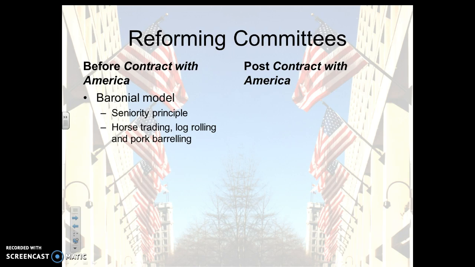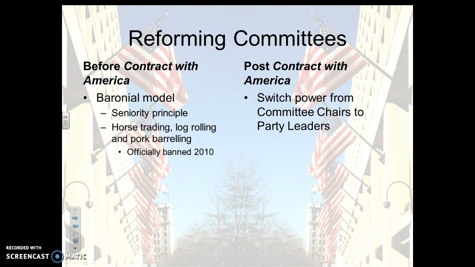Now, whether you think that's a good or a bad thing, one of Gingrich's roles was to undermine the ability of the chairman to dictate terms, and so they started chipping away at that. It wasn't officially banned until 2010, but certainly it was on the downturn from '94 all the way through.